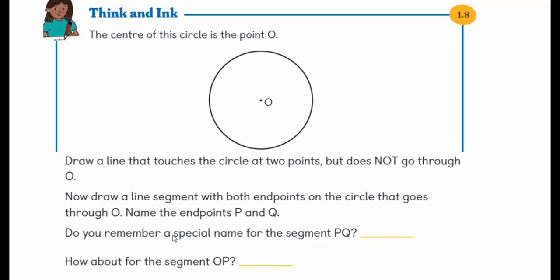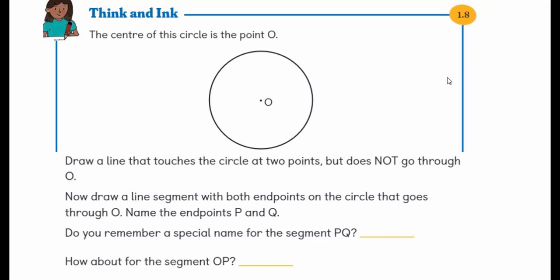Children, in our previous session, we discussed how a circle is formed, what the center of the circle is, and what radius and diameter are. Now, in your studio book, look at this Think and Ink, activity 1.8. The center of this circle is the point O. What is the center of the circle named as, children? O.